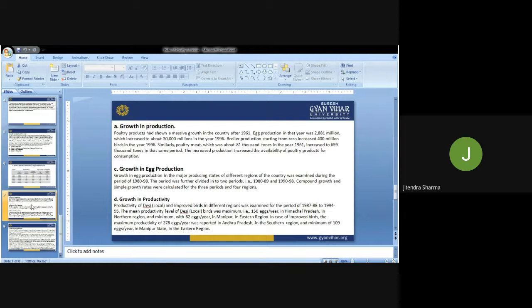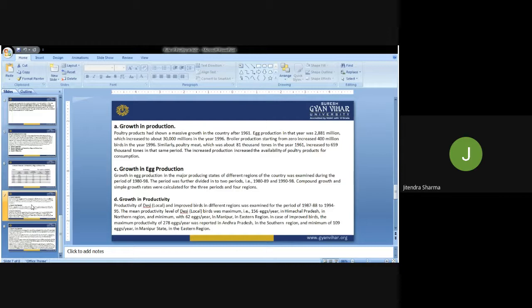Now we'll see the growth in production. Poultry products have shown massive growth in the country after 1961. Egg production was 2,881 million in the base year, which increased to about 30,000 million in 1996. And broiler production, starting from zero, increased to 400 million in 1996.